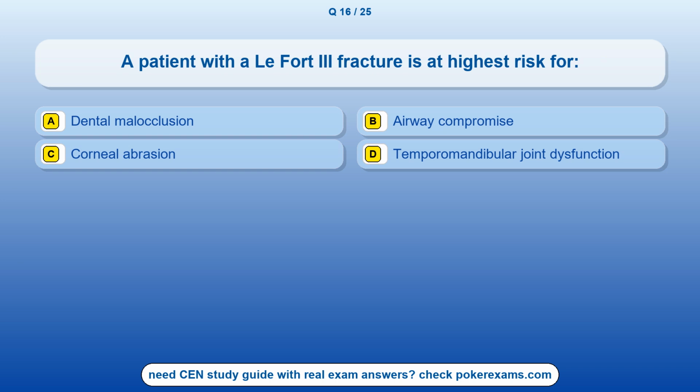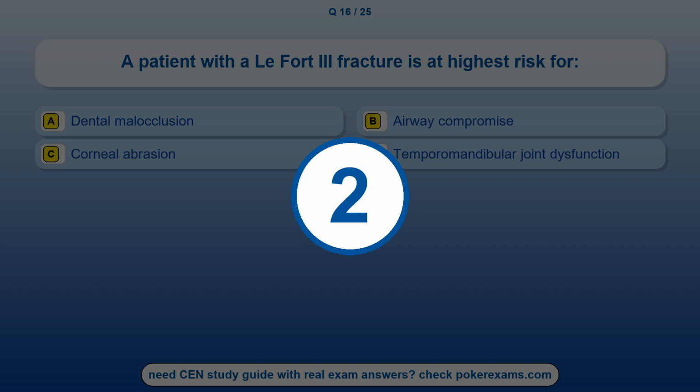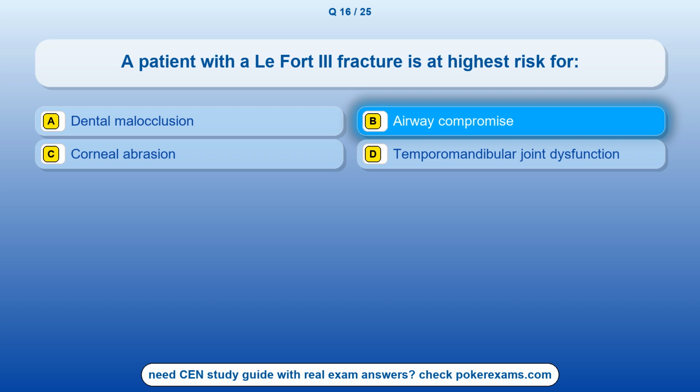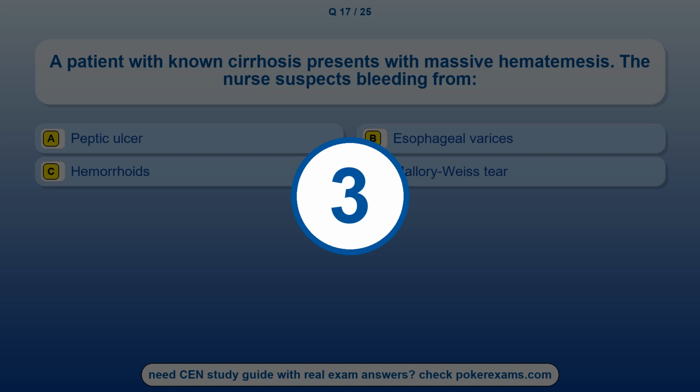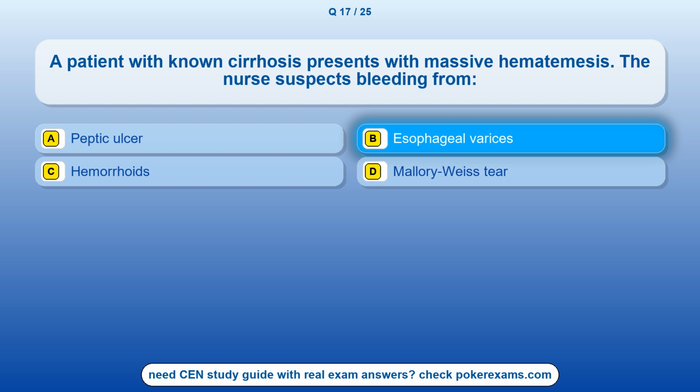Question 16. A patient with a Le Fort 3 fracture is at highest risk for option A, dental malocclusion, option B, airway compromise, option C, corneal abrasion, option D, temporomandibular joint dysfunction. The correct answer is option B, airway compromise. Question 17. A patient with known cirrhosis presents with massive hematemesis. The nurse suspects bleeding from option A, peptic ulcer, option B, esophageal varices, option C, hemorrhoids, option D, Mallory-Weiss tear. The correct answer is option B, esophageal varices.